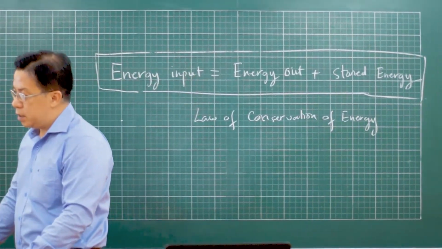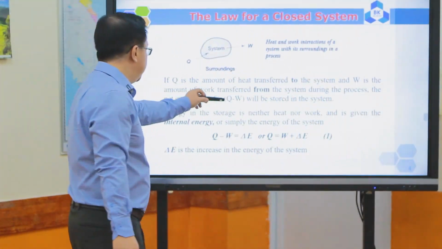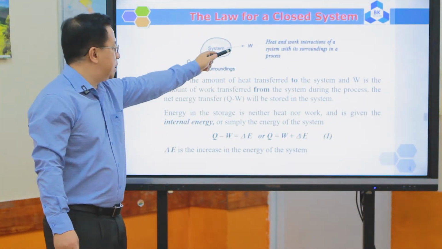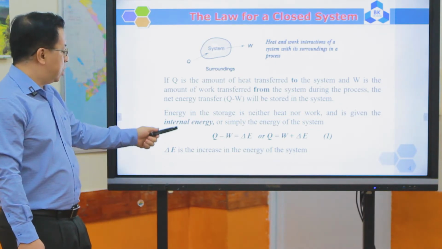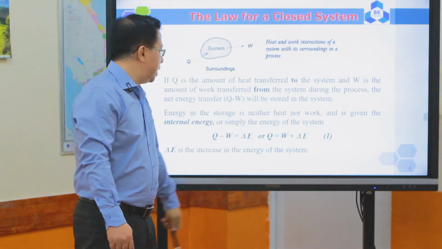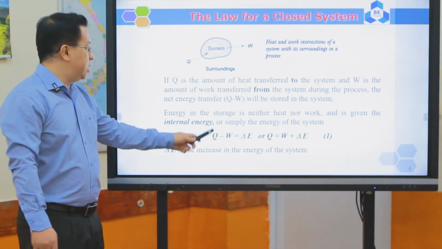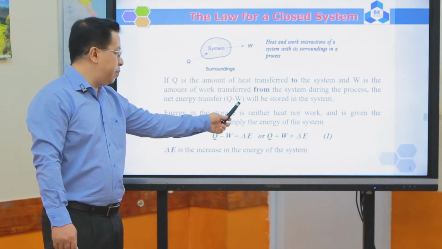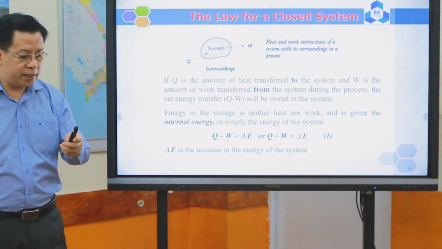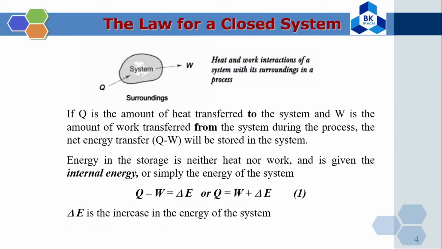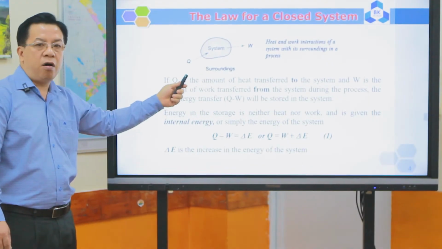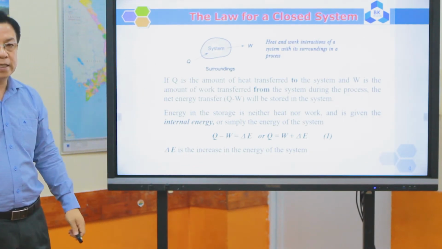So in this case, we can say that Q is the input and W is the output. The rest will be the energy stored in the system, or we can say the difference between Q and W is the energy stored in the system. All right. So the energy in storage is neither heat nor work. It means Q and W are not stored in the system, but are just interactions that occur while the processes happen.